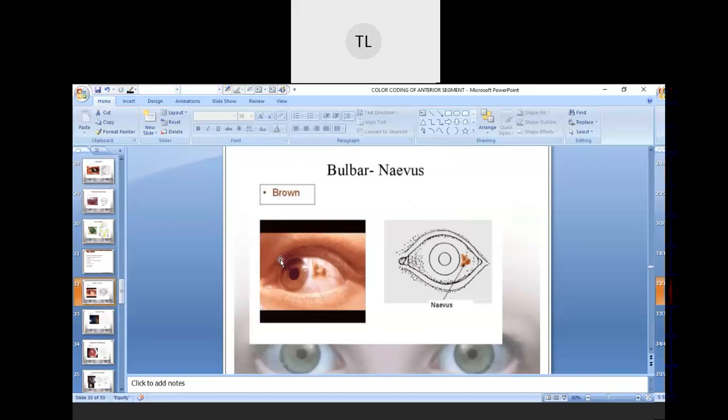The position of the nevus will be mostly in the bulbar conjunctiva, in the conjunctival area, and the reason for this nevus is the hyperpigmentation of your melanin pigment. The melanin pigment present inside the body and also the eye increases in number, and because of which this nevus has developed, and this is normal only. This will not affect the vision. This is just indicating the hyperpigmentation. So if you have seen this nevus, then you have to draw it with the brown color. Am I clear?